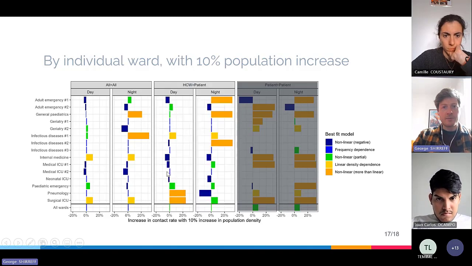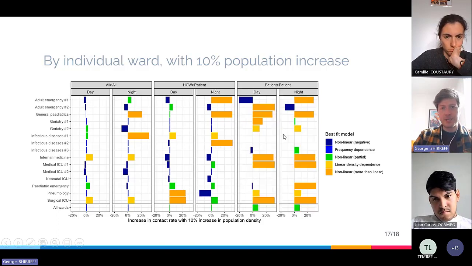And then if we look at healthcare workers forming contacts with patients, that starts to look a little bit more density dependent. And then if we consider patient-patient interactions, it seems to be a lot more density dependent. But it's obvious that it's very noisy. Different wards will have different dynamics, it's pretty variable between the different types of wards.